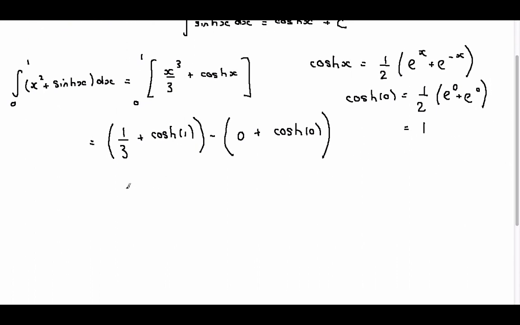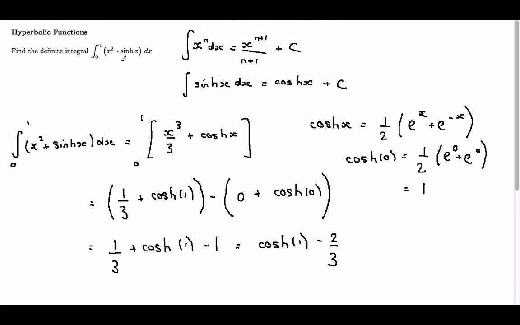So therefore our definite integral becomes 1/3 plus cos of 1 minus 1, which gives us cos of 1 minus 2/3. Now we'll leave our answer in terms of cos because this will just give us some decimal number. So we'll say that the definite integral of x squared plus sine x between 0 and 1 is cos of 1 minus 2/3.